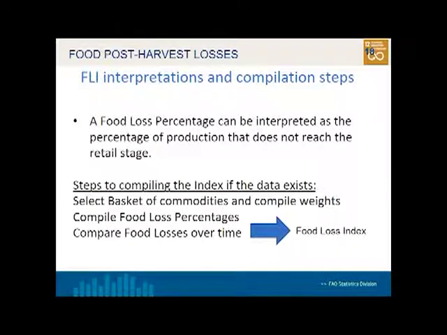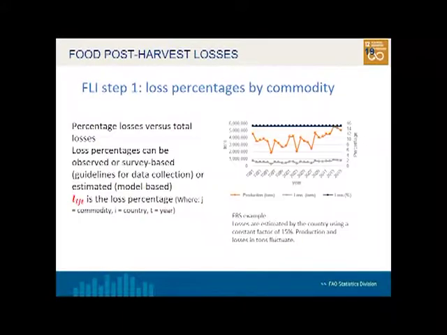And to compile the index, there are several steps. The first is really to select the commodities and compile the weights, because one has to bring the losses of several commodities to a single figure. Then to compile the food loss percentages of the commodities, and that is the big challenge. And then comparing losses over time, one gets the SDG indicator. So one thing about the food loss index is that it measures the loss percentages of the commodities over time.